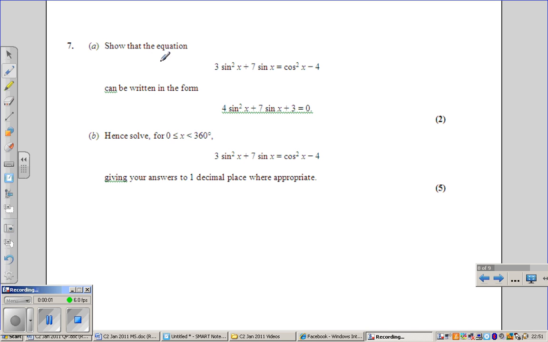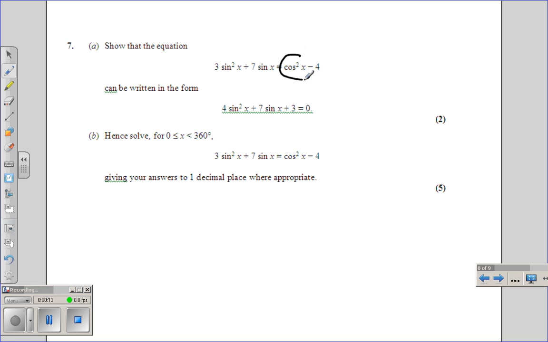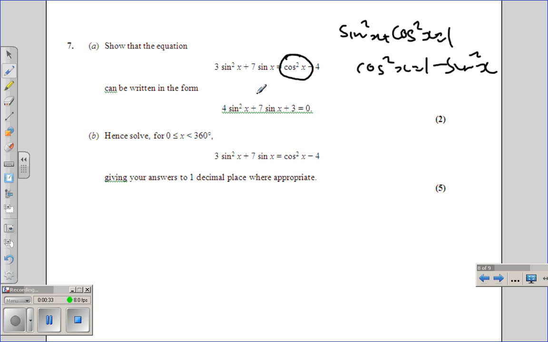Question 7, we have to show that the equation this can be written as this. When we look at this, we can see there's a mixture of sines and cosines, but here it's just in terms of sines. So there must be something we can do to change it in terms of sine. And of course there is, because sine squared x plus cos squared x equals 1. Therefore, cos squared x equals 1 minus sine squared x. We can use this identity to eliminate this cos, and hopefully it will look like that.